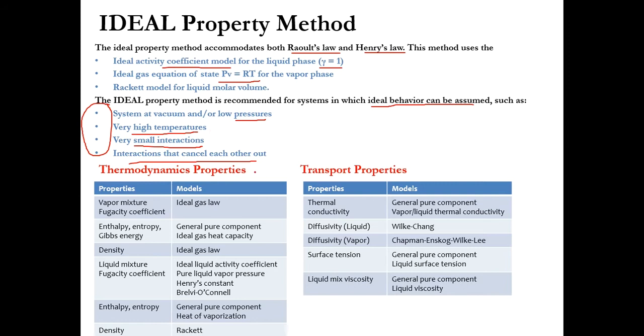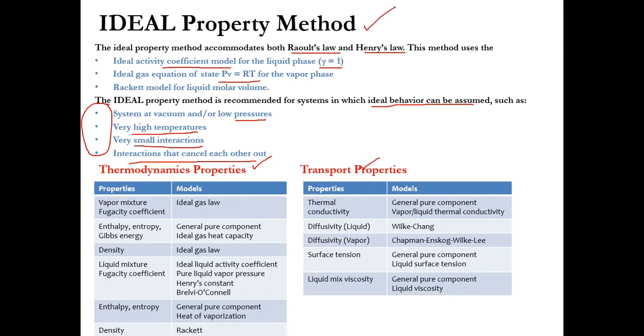Now, if you look at the thermodynamic properties, for the vapor mixture, the fugacity coefficient model is the ideal gas law. Enthalpy, entropy, Gibbs energy: general pure component ideal gas heat capacity. For density, ideal gas law, Rackett. For transport properties, you see different property packages are provided to you as well. So I will provide you these slides so that you can easily read the required property packages for thermodynamic and transport properties in case of the ideal property method.